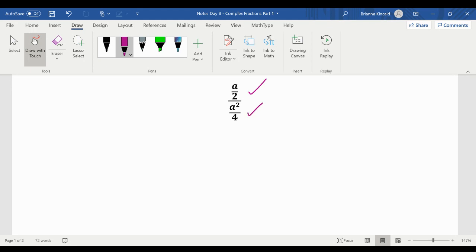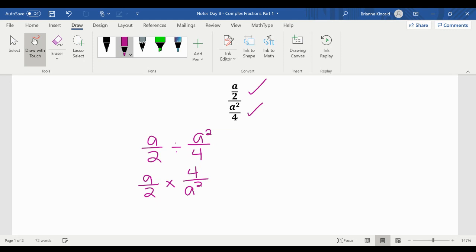So I'm going to change it to a division problem. That's a over 2 divided by a squared over 4. And then as always, when you are changing it to a multiplication problem, you're multiplying by the reciprocal, which means you keep the first, you change it to multiplication, and you flip the second fraction.